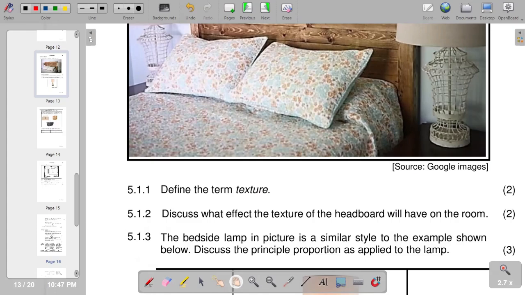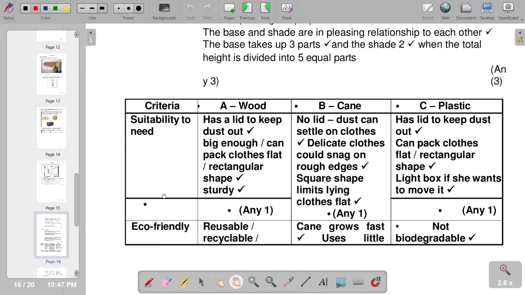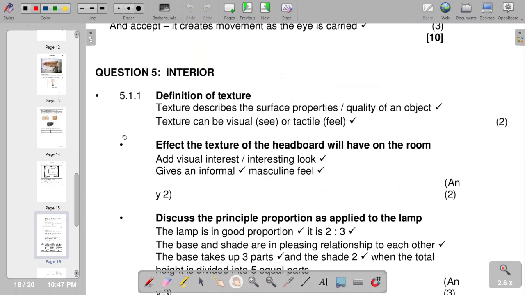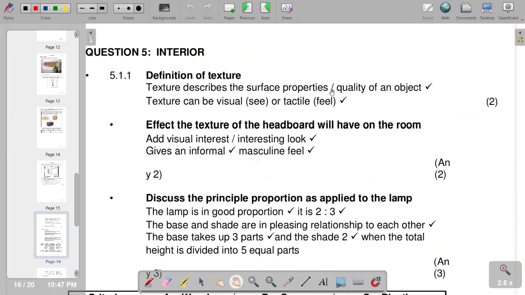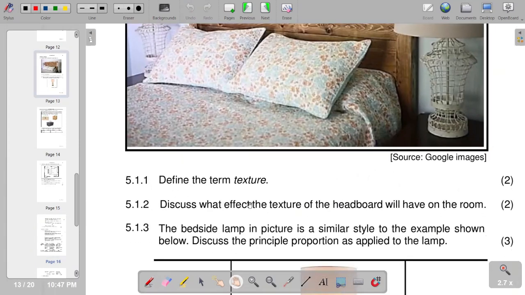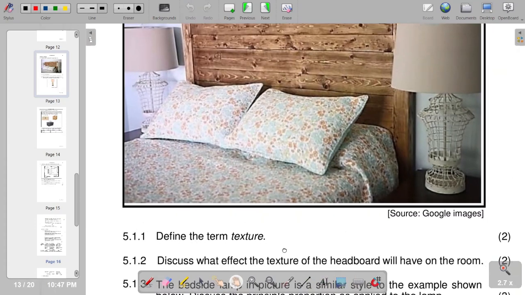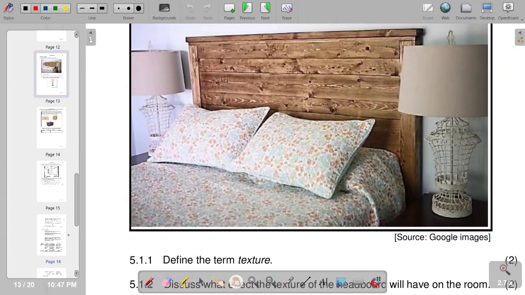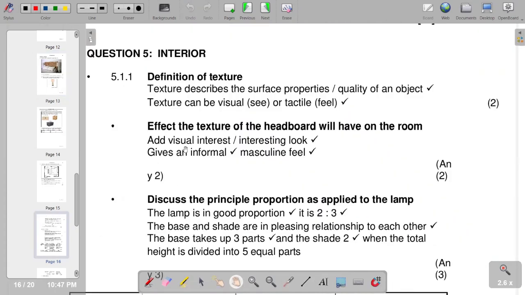So we've got a brief description in terms of texture, whereby we are saying the definition of texture describes the surface properties or quality of an object. So texture can be visual or tactile. So this is what we have for this part. And then we move on to the next question. Discuss what effect the texture of the headboard will have on the room. In response to that, it will add visual interest or an interesting look, and gives an informal masculine feel. So this is on the second part.